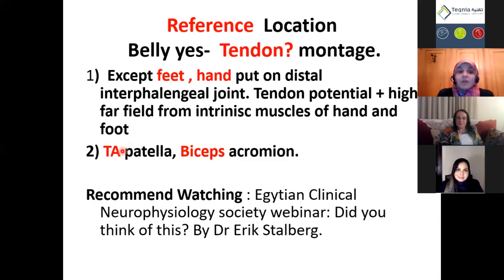For the tibialis anterior, also don't put it on the tendon, put it on the patella, it will give a better response. And for the biceps, don't put it on the tendon, put it on the acromion, it will give a better response. And this is the recommended montage. I will put them together in a last slide.